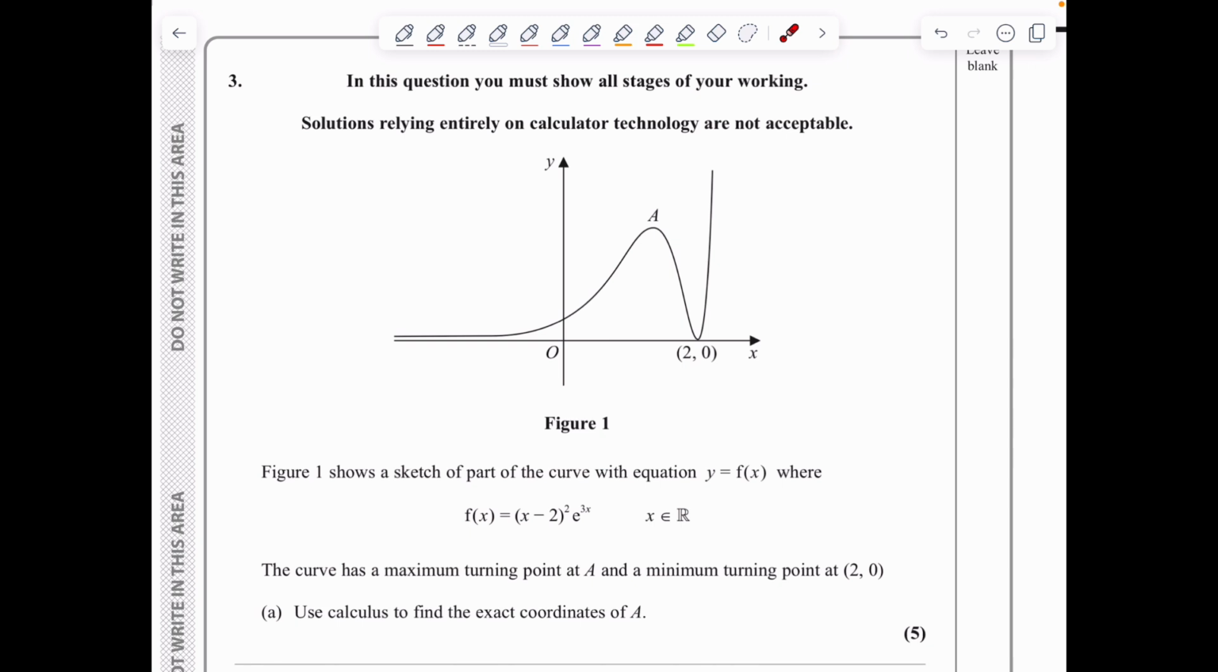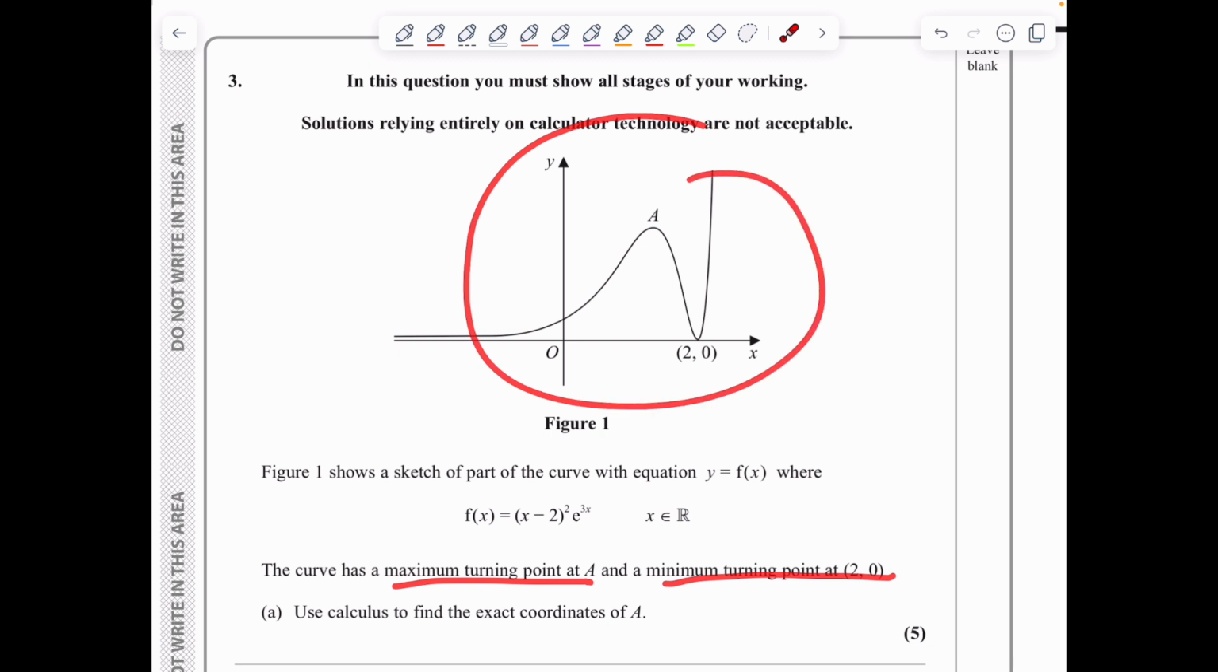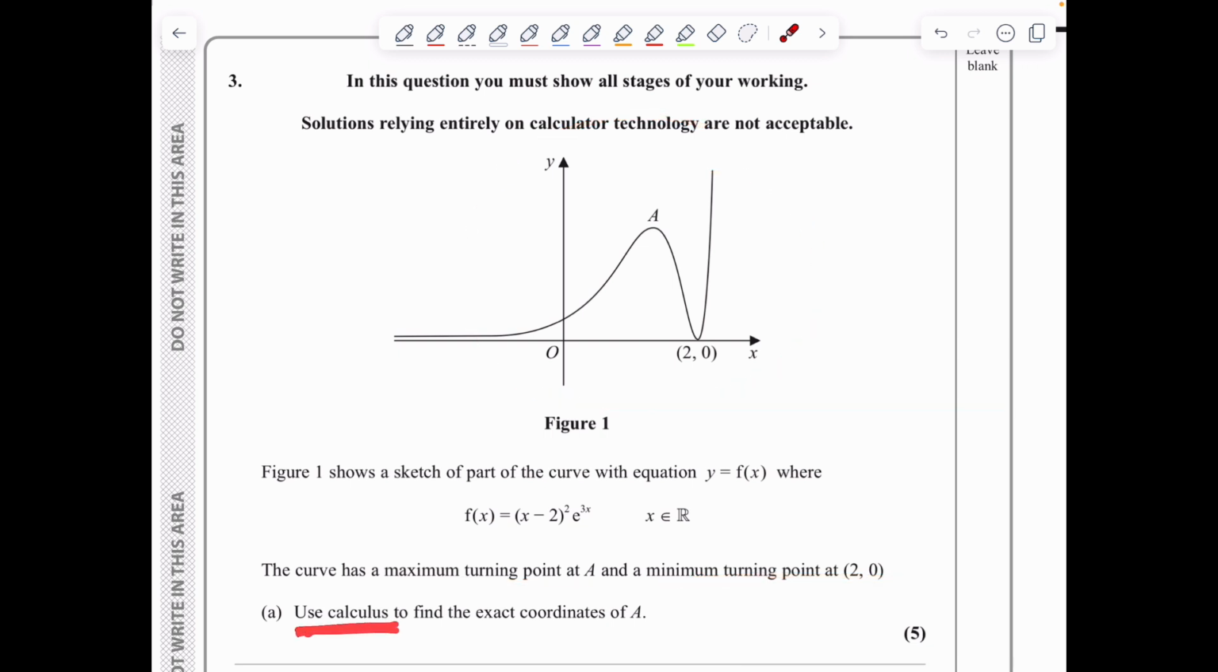We've got a sketch of part of the curve with equation (x − 2)² e^(3x). We are being told that we have a maximum turning point at A and a minimum turning point at (2, 0) as shown on the diagram. And we need to use calculus, that means differentiation, to find the exact coordinates of point A. So I will start by differentiating.